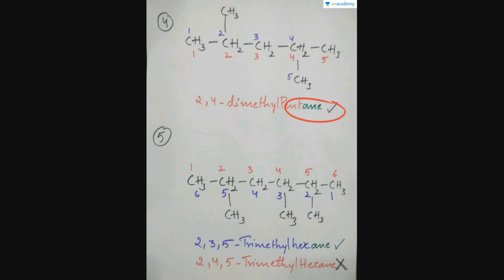In the fifth compound, identify the parent chain. It has 6 carbon atoms, so it is hexane, and it has 3 methyl substituents. We have 3 methyl groups, so we write it as trimethyl, and you have to mention the positions. You have to number the parent chain in such a way that the substituents get the least value. So 2,3,5-trimethylhexane is the name of this compound. 2,4,5-trimethylhexane is wrong, because the substituents should get the lower values.